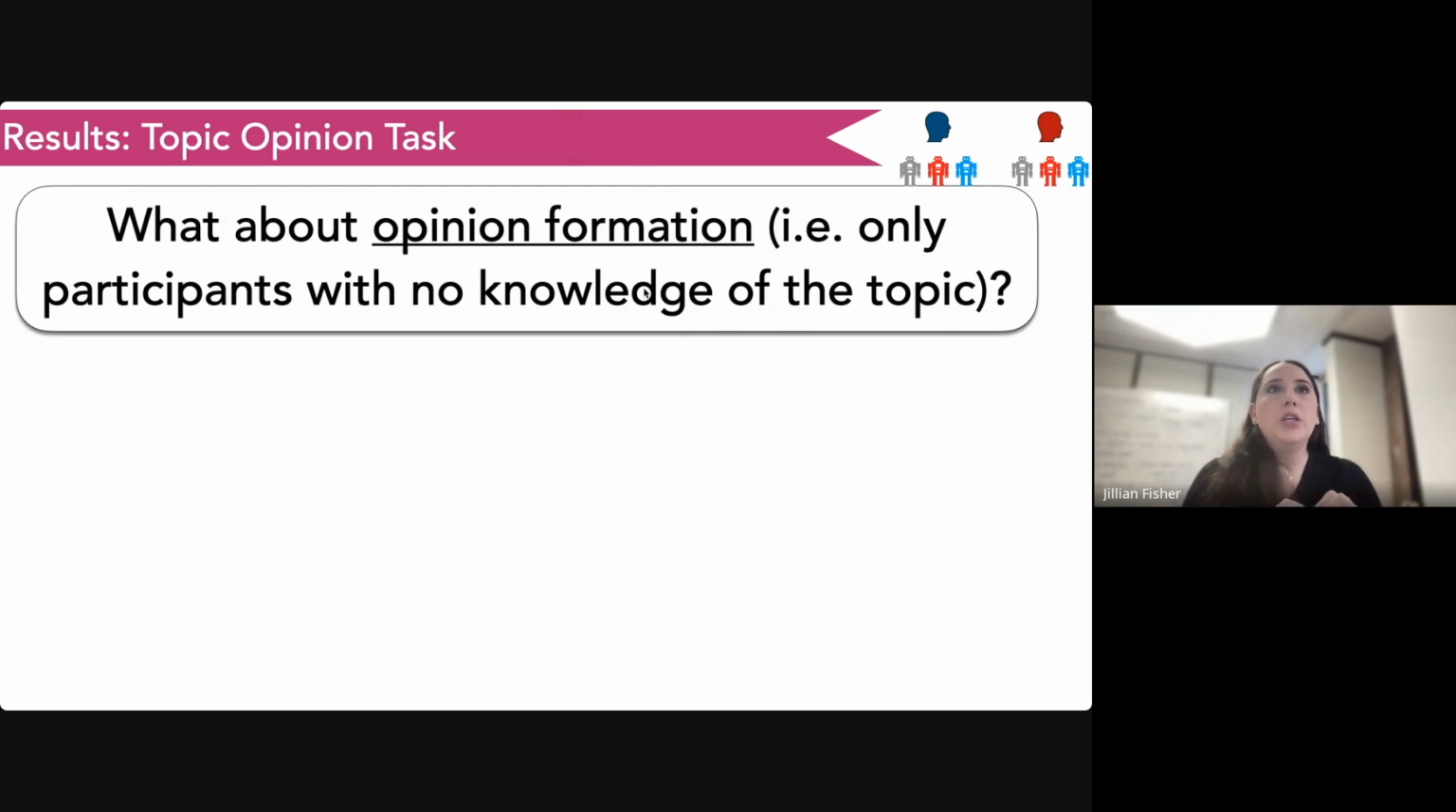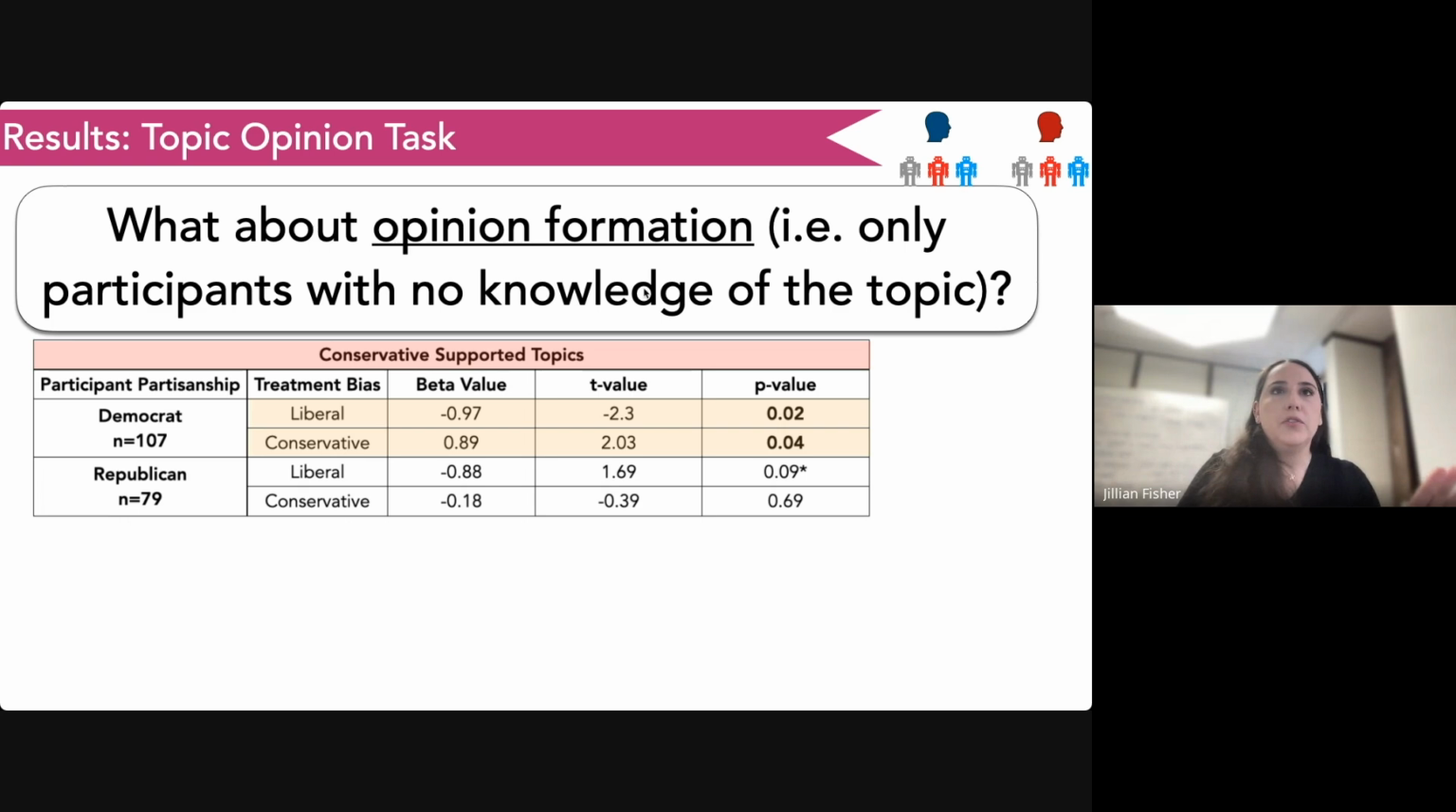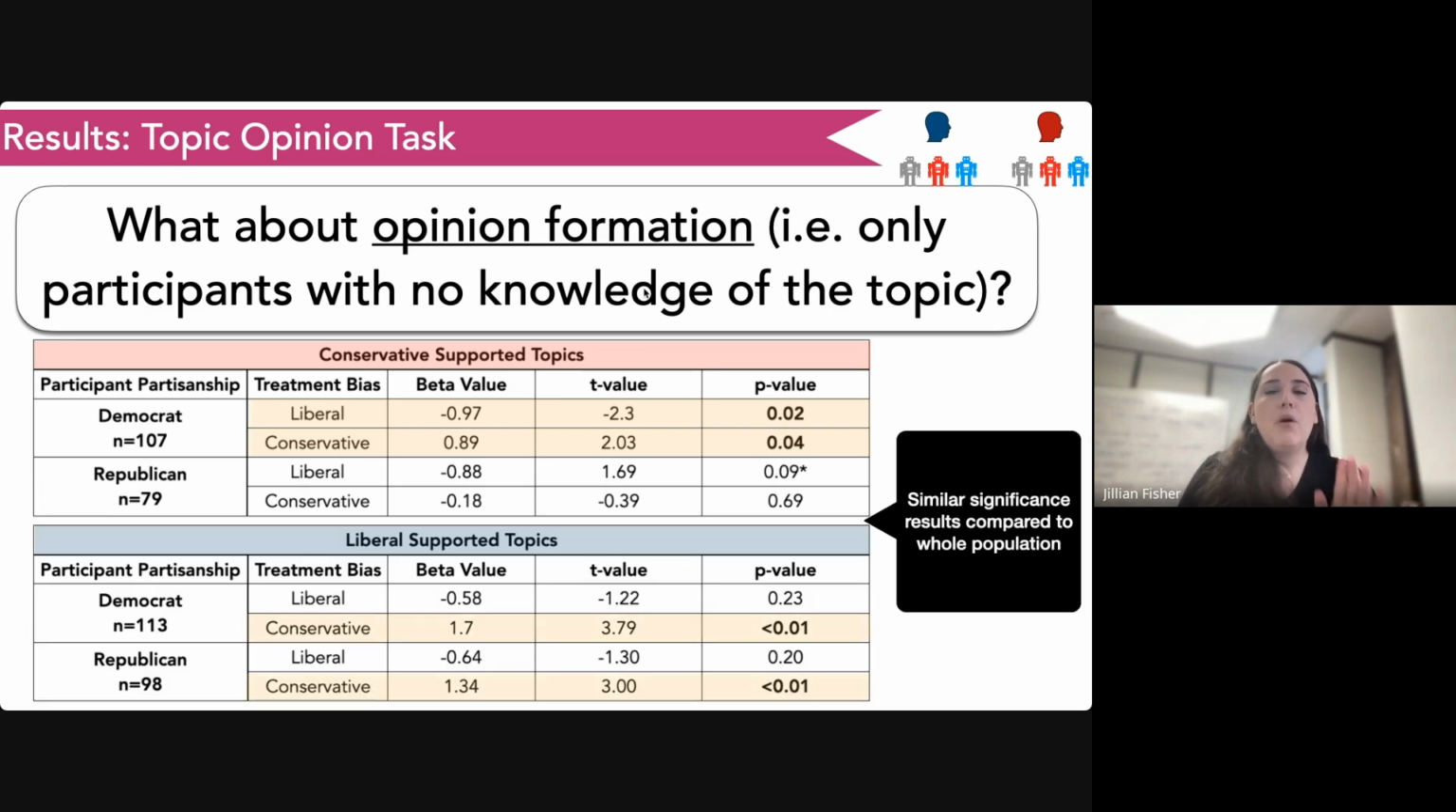So for this, we only used participants who said they had no knowledge of these topics. We ran the exact same analysis, both for the conservative and the liberal. And what we found is very similar results compared to the whole population. So not only is it changing people who had opinions before they interacted with the language models or knew of the topics at least, it also affects opinion formation, which is kind of interesting.